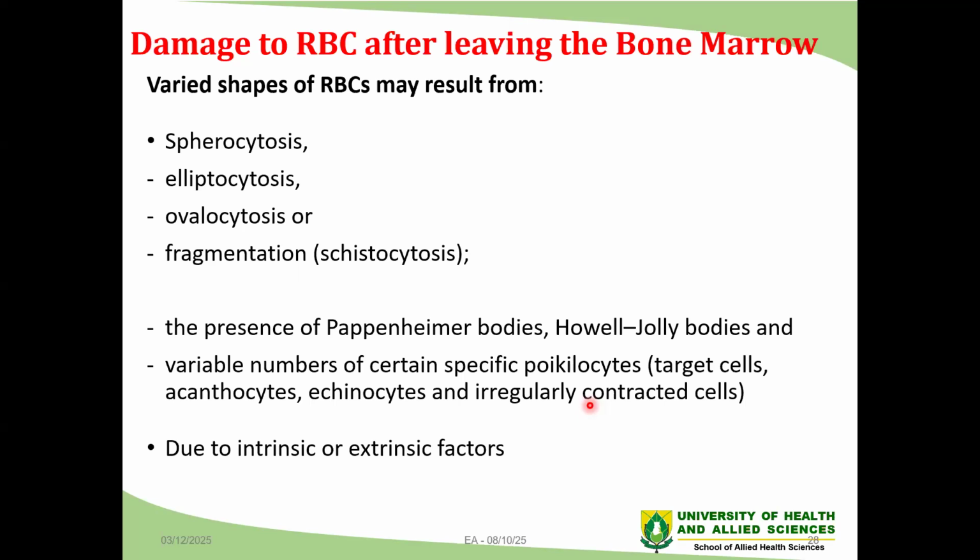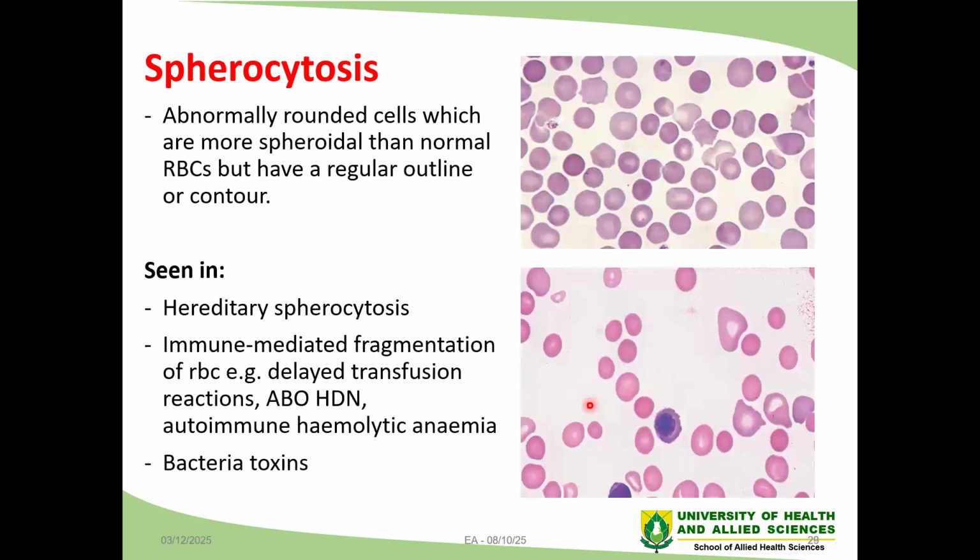Then we also have some shapes that arise as a result of either an intrinsic defect of the red cell, and then sometimes too, it could be an extrinsic factor which is causing those deviations in shape of the red cell. So the first one we'll look at is spherocytosis.